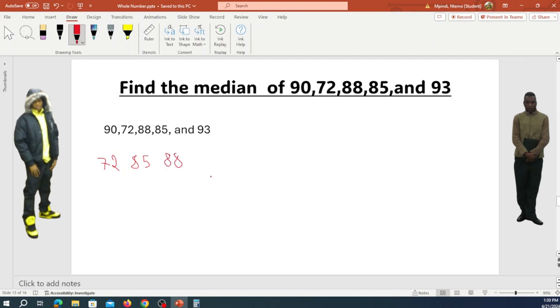After the smallest one, 88, what is it? 90. Okay. After 90, what do you get? The smallest one, the large one, 93.